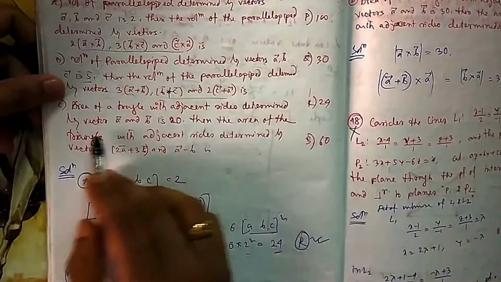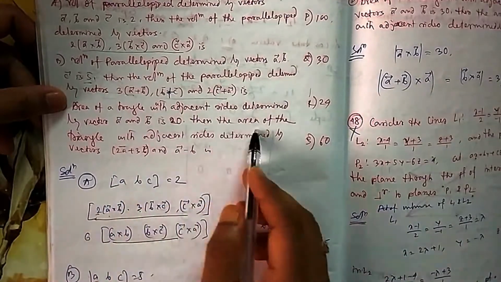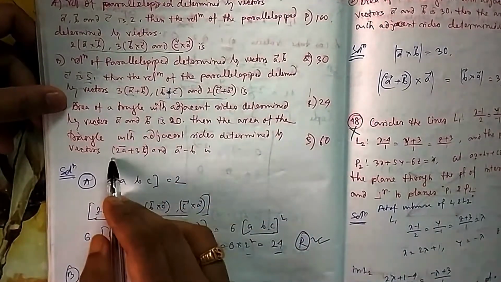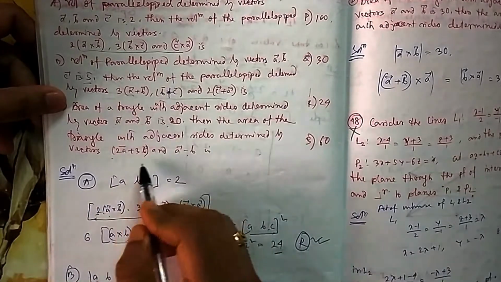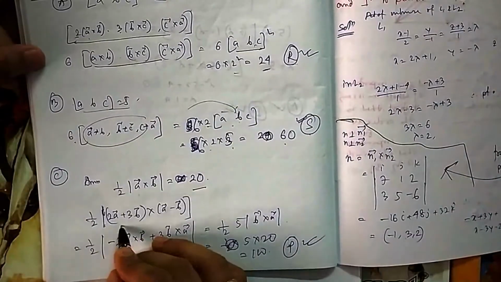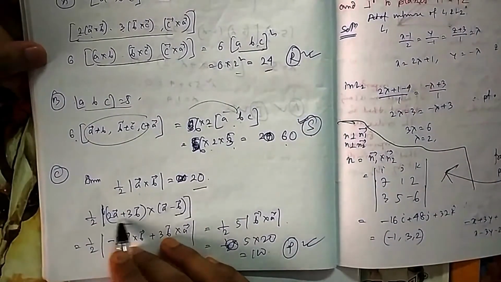B is S. See, the area of the triangle with the adjacent sides determined by the vectors A and B is this. Then the area of the triangle with the adjacent sides determined by this and this. So they have given half A cross B is 20. Now they are asking half this cross this. Half A cross B is given 20. They are asking half this cross this. So you can open it. A cross A is 0.